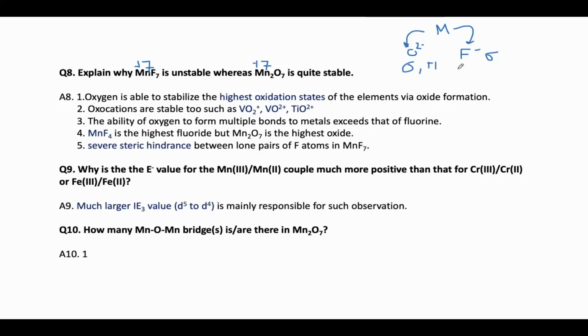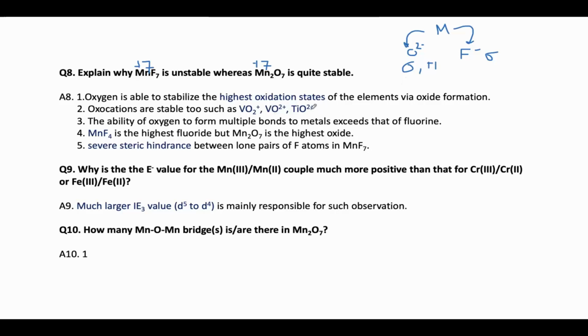But since in case of fluorine, only one bonding orbital is present, one set of electrons is present, that's why only a sigma bond can be formed with the fluoride anion. That's why metals actually prefer oxygen over fluorine to stabilize their highest oxidation states. So there are typical examples where these oxocations are actually found.